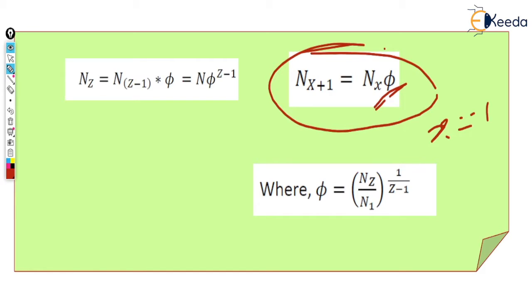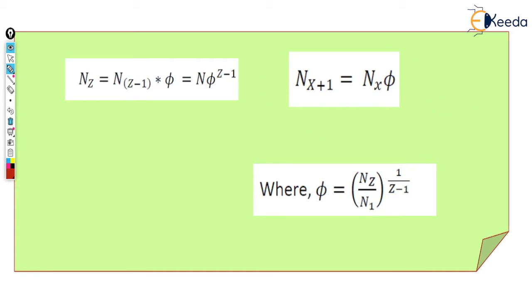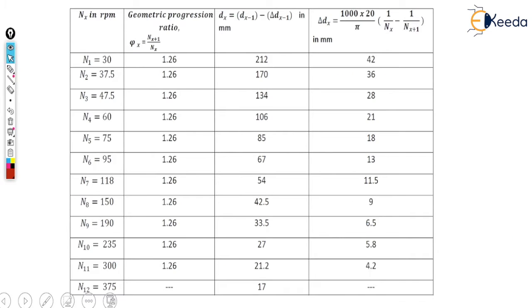Now if we check it simply, n2 is equal to 5 times n1. It's a simple ratio. So that is why, because of this, the geometric progression is much more suitable in case of a gear design. Now this is the formula we have seen. We'll check for the example.